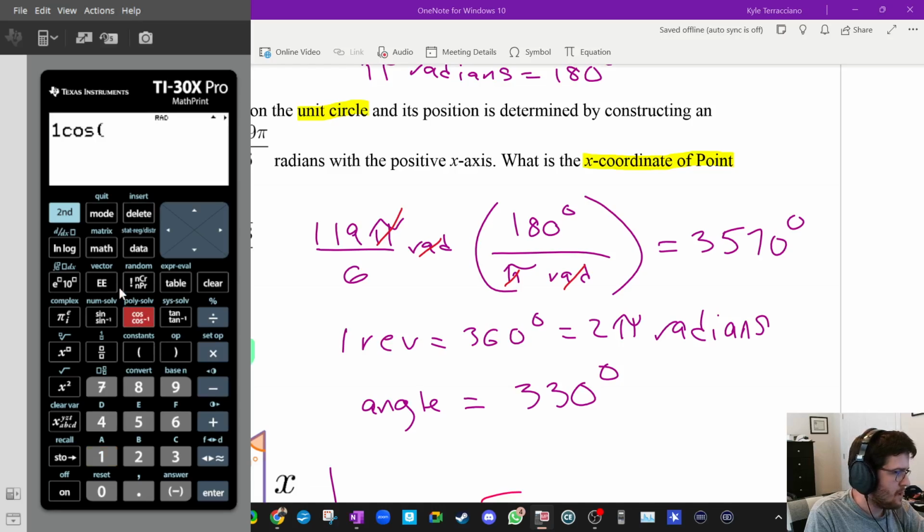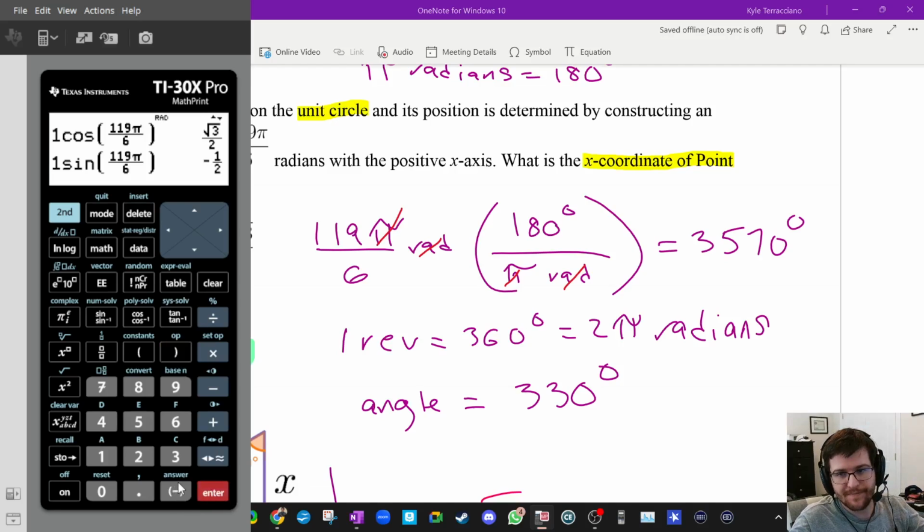cosine fraction 119 pi. Oh, I don't know if this is going to work. I think it's going to work. Great, root 3 over 2. Wow, I just did that in 2 seconds. Okay, now let's do r sine theta to get the y coordinate. 1 sine 119 pi over 6. And we get negative 1/2.